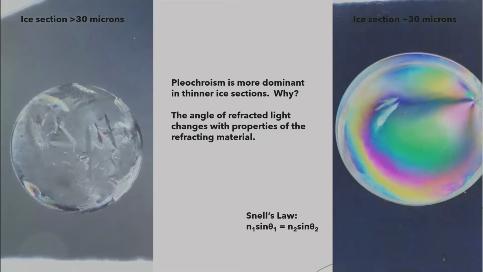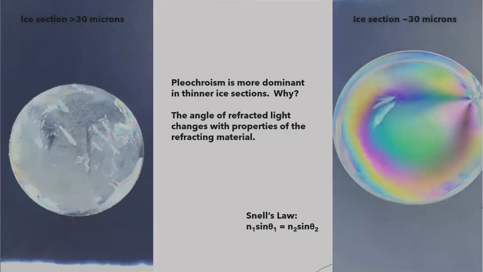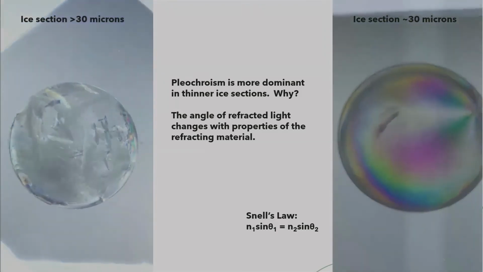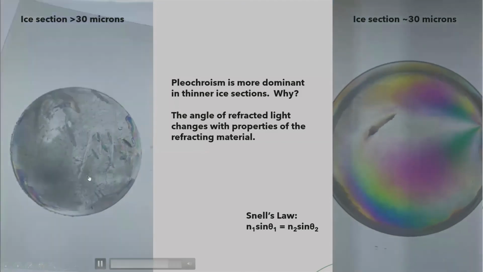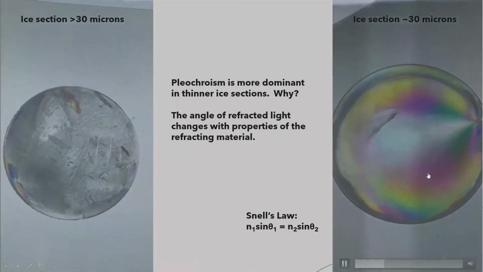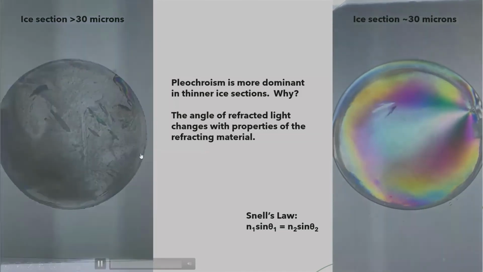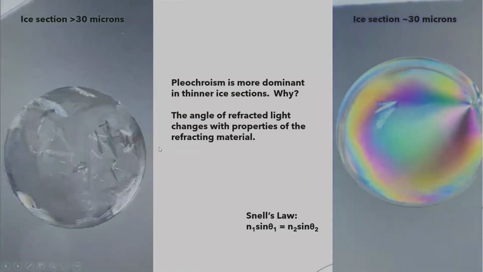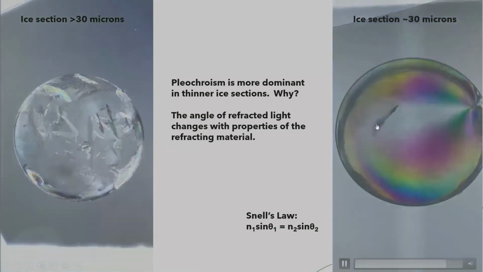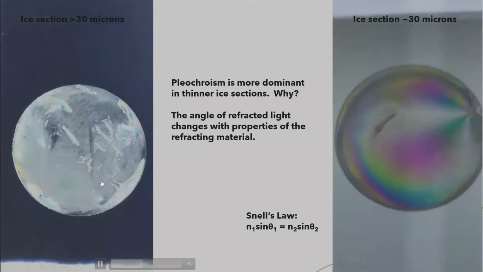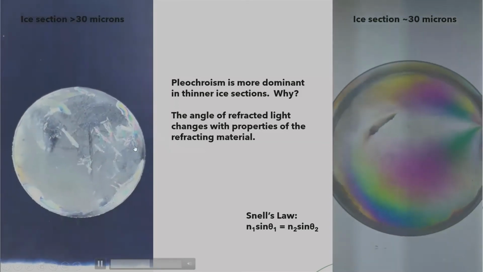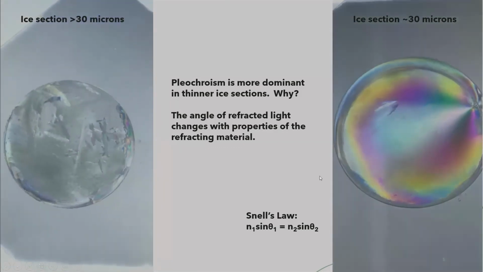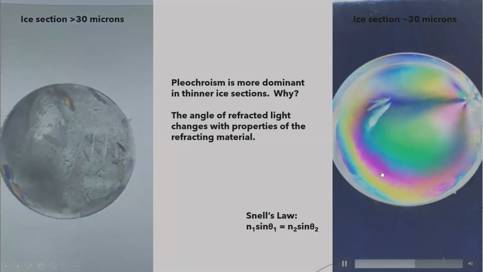And why is that really? If we think about Snell's law, which describes the refraction of light with respect to a medium, and we think about the thicker ice section as opposed to the thinner ice section, we've changed the thickness of the medium that is refracting the light incident between them. So this means that the optical properties displayed in thicker ice will be different from the optical properties displayed in thinner ice, since the properties of the medium itself have changed.